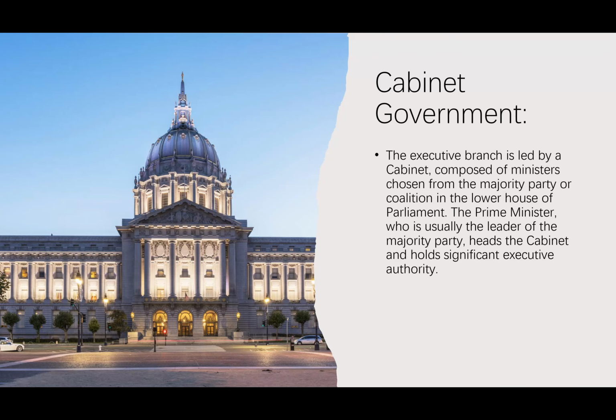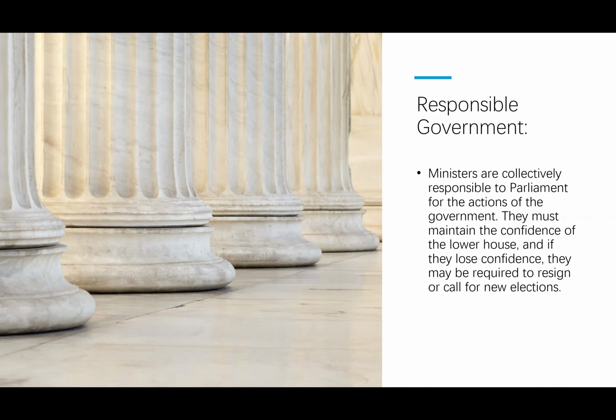Alright. So the responsible government now: the ministers are collectively responsible to parliament for the actions of the government. So they must maintain the confidence of the lower house, and if they lose confidence, they may be required to resign or call for new elections. Now this is not as common as we normally see it. But we know the executive are generally the ministers chosen from the legislature.